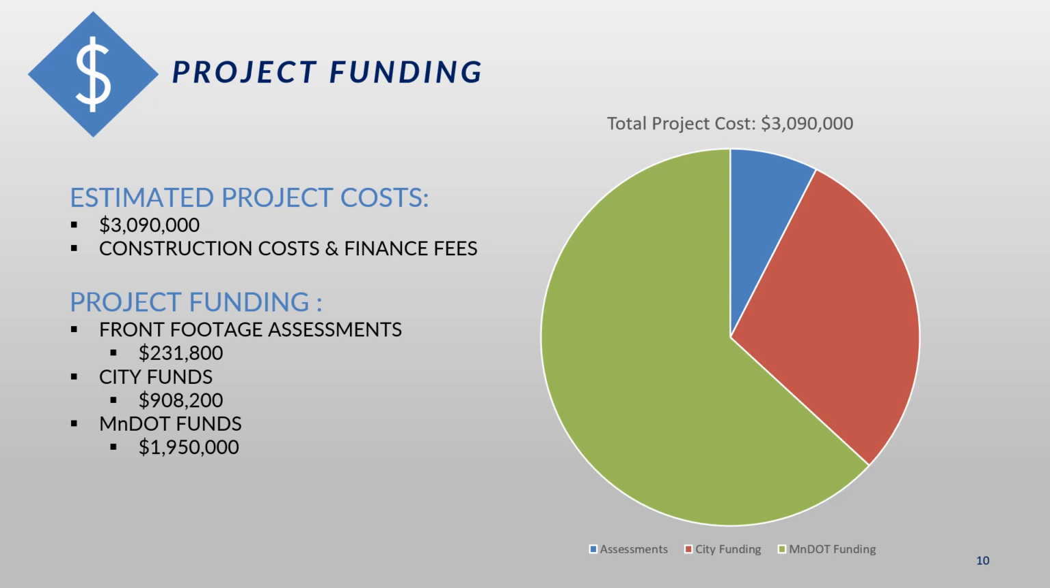Special assessments on this project will come in just one type: front footage assessments. And those assessments are expected to generate approximately $232,000, roughly 7.5% of the project, and 20% of the city's total cost. But the remaining will be approximately $1.95 million funded by MnDOT, and then approximately $908,000, which will be funded through the general obligation bonds that the city obtains on the open market. And those bonds are paid on through the city's general tax levy fund.